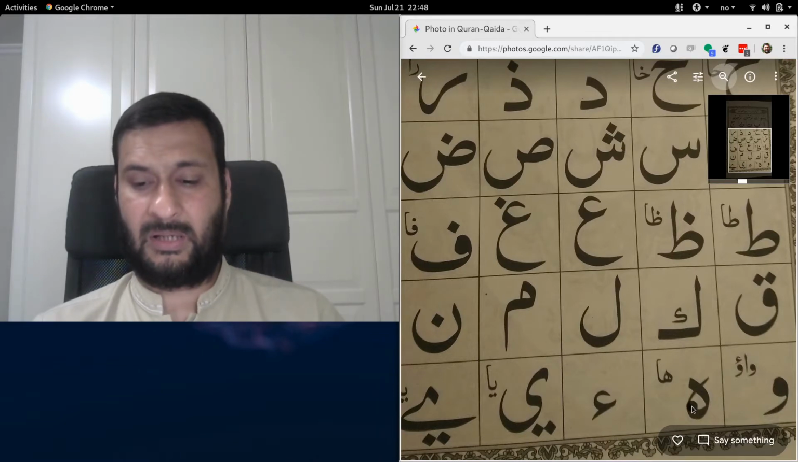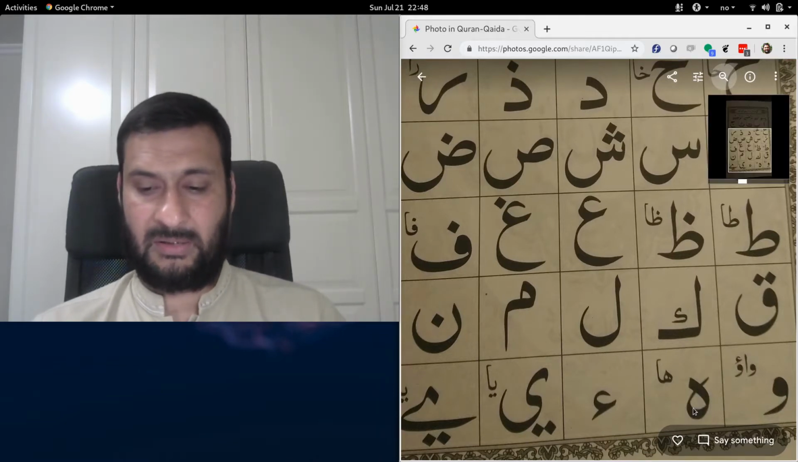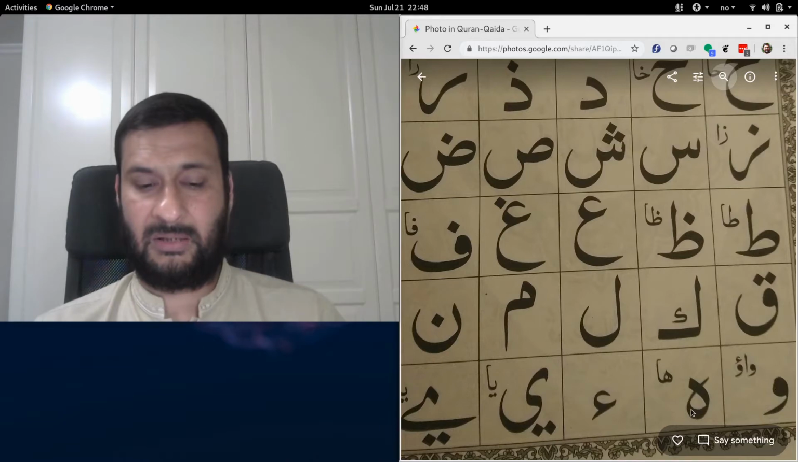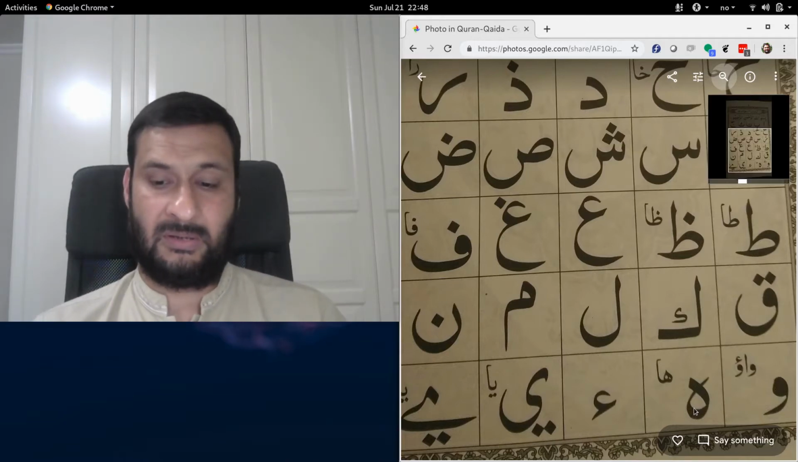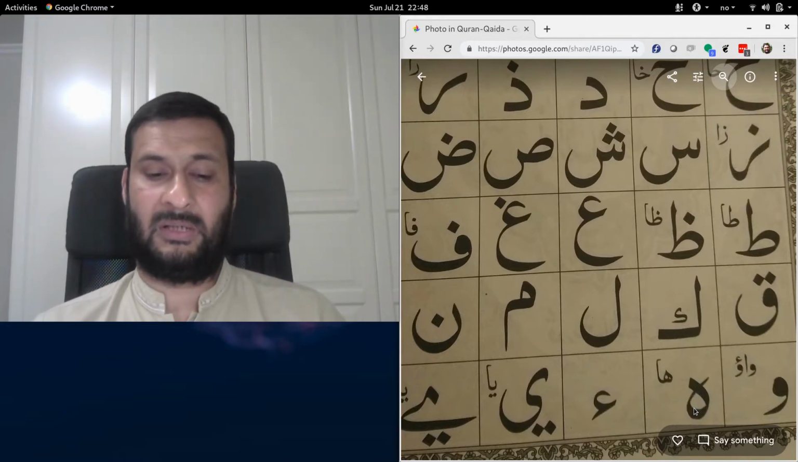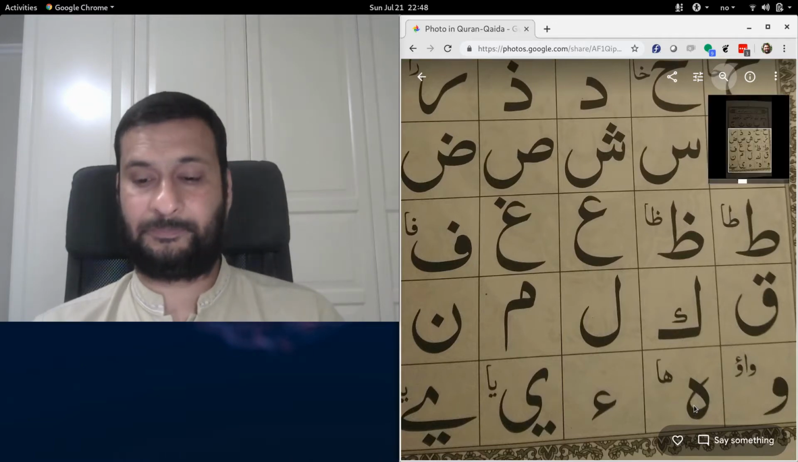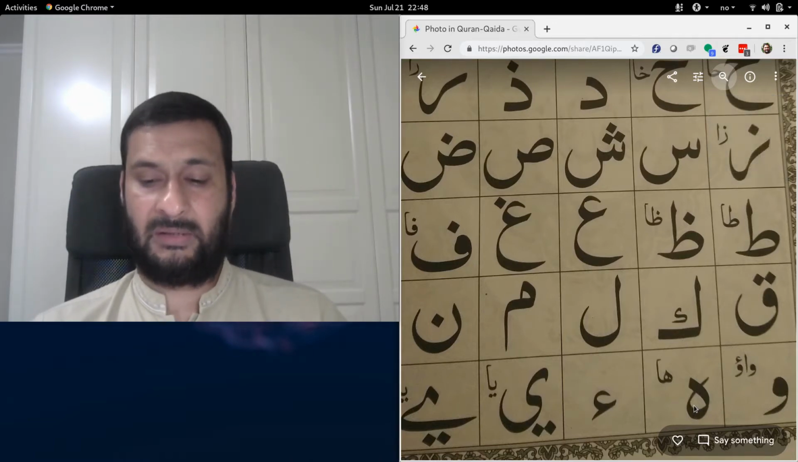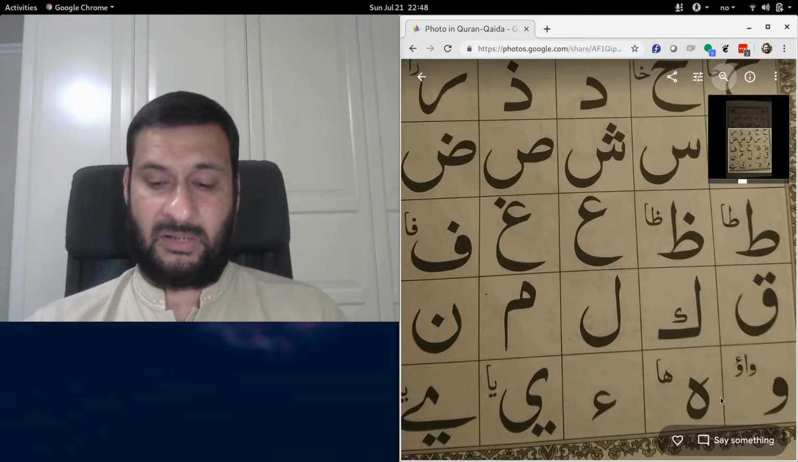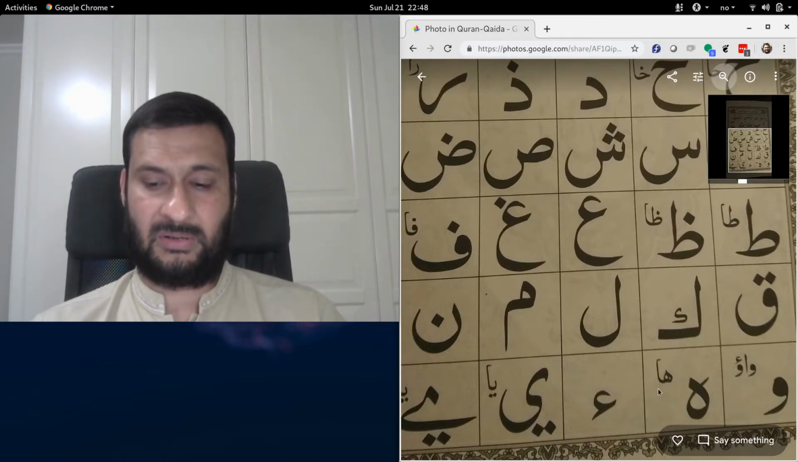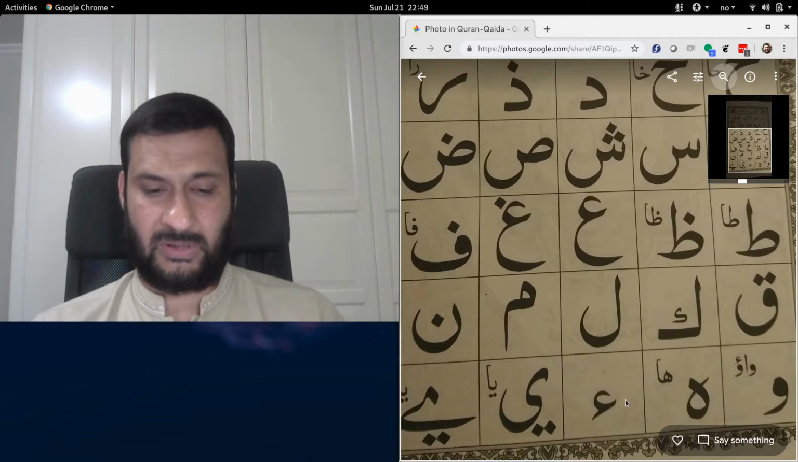Then is ha. This ha is different from the previous ha, and you can probably hear it. This is ha, and the previous one was ha. And it has another form of writing, so I'll show it to you. It's a bit visible in this symbol here, and I'll show it to you when I write these letters by hand.